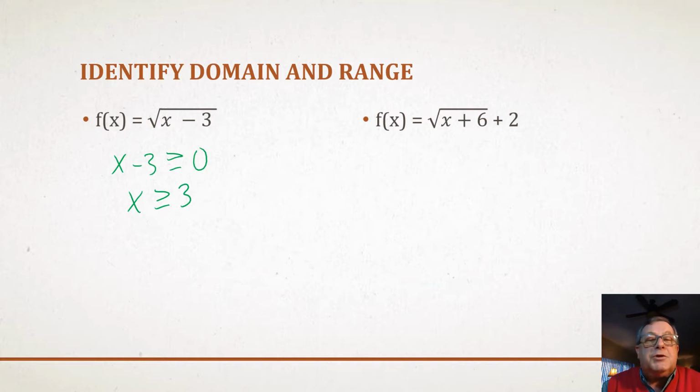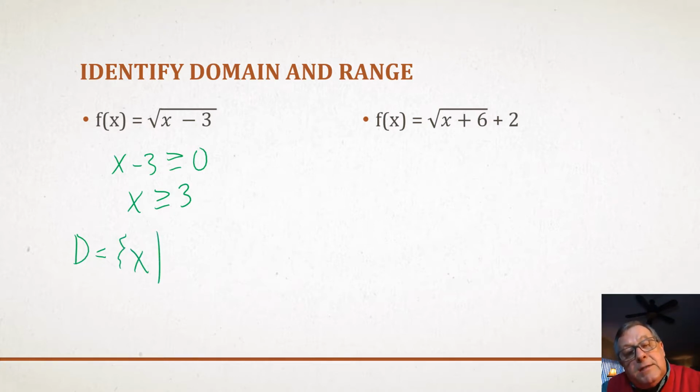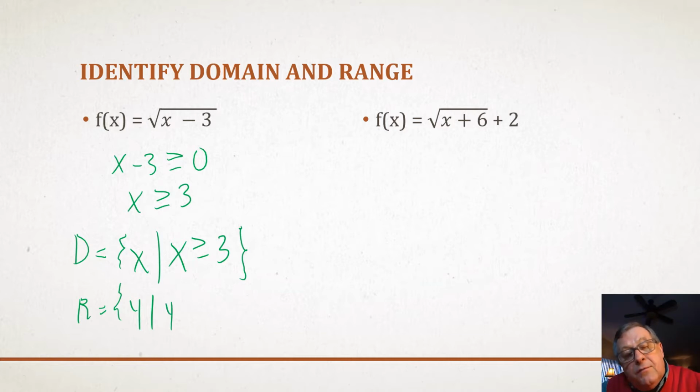Think, for instance, what if x was 2? Well, 2 minus 3 is negative 1. We're trying to take the square root of negative 1. It doesn't work. So my domain in this case is x such that x is greater than or equal to 3. And my range, I don't really have anything that changes the range from its inverse, the quadratic. So my range is y such that y is greater than or equal to 0.